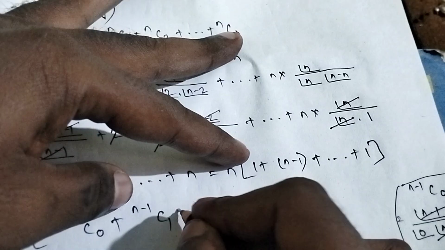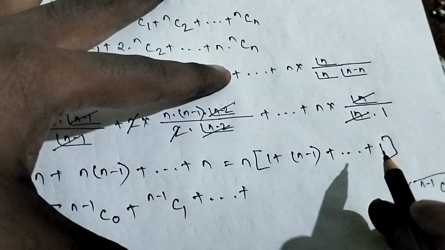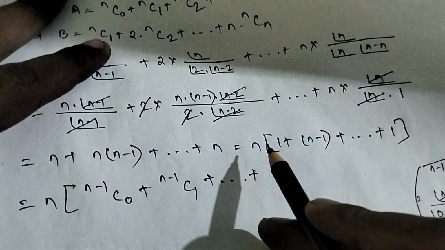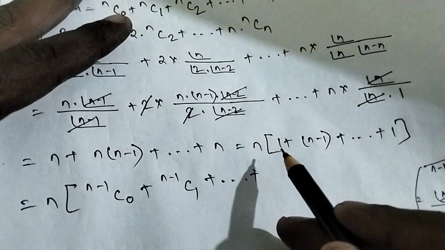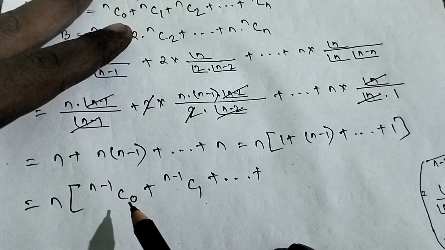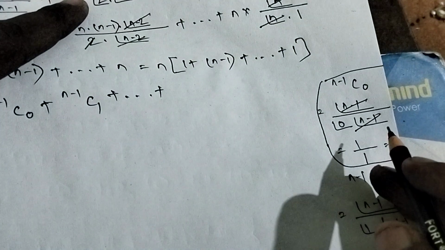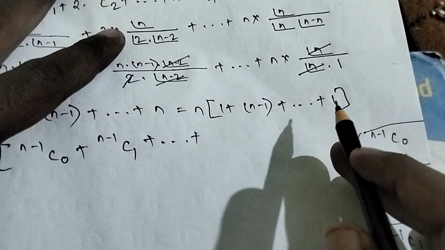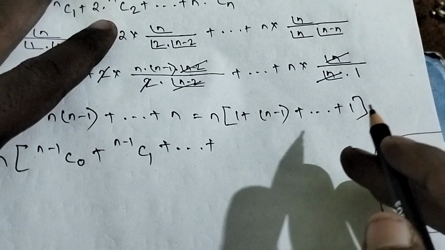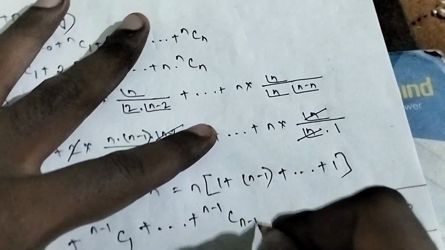Then here again we have 1. So earlier also we had 1. I have replaced this 1 by n minus 1 C0. n minus 1 C0 is also 1, you can see. So now what will I do? Will I write n minus 1 C0 over here? No. I will write n minus 1 C n minus 1.